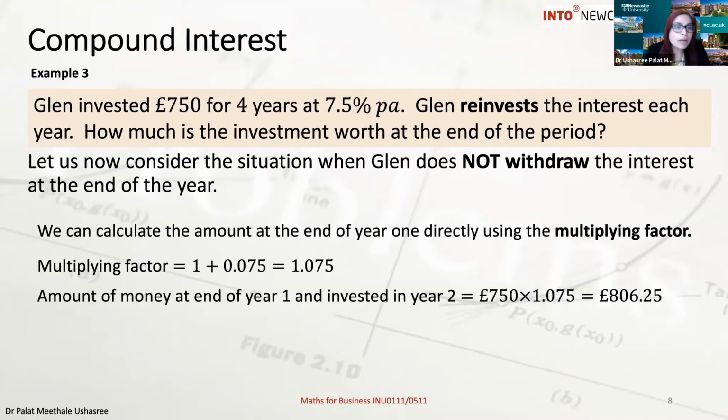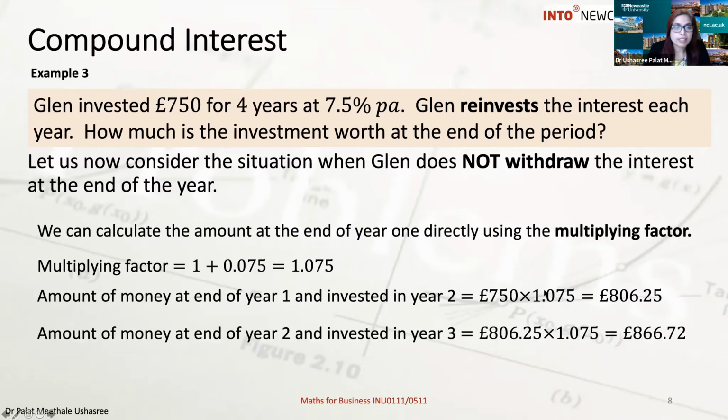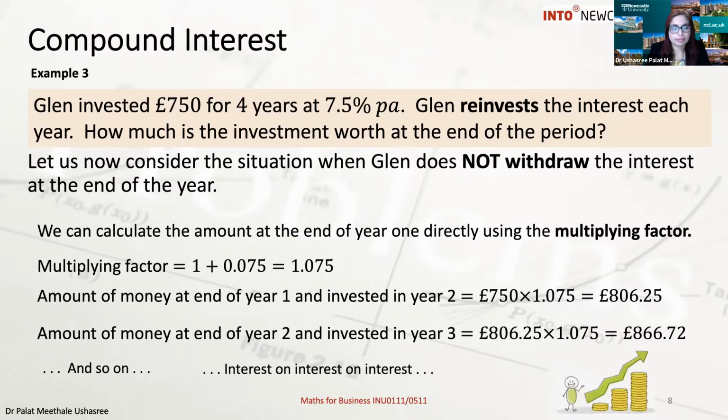So now the amount of money at the end of year 1 and invested in year 2 will be the principal amount times the multiplying factor. Similarly, for the next year, at the end of year 2, which is going to be invested in year 3, that will be this amount times the multiplying factor, and so on. So that's how you calculate compound interest.